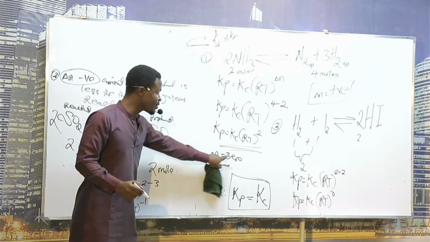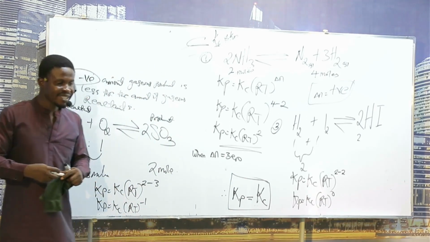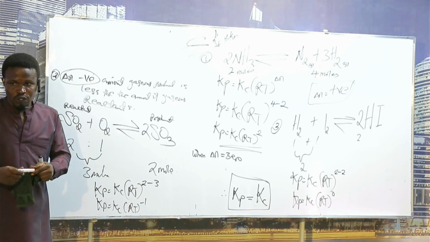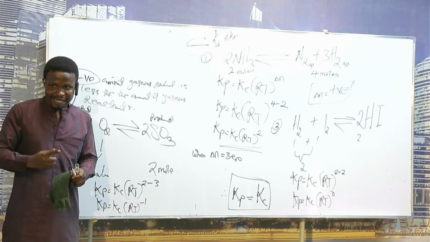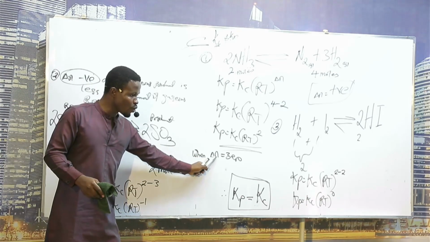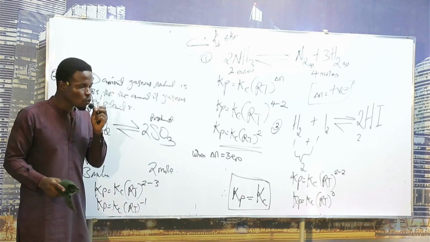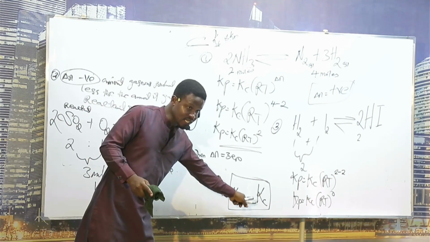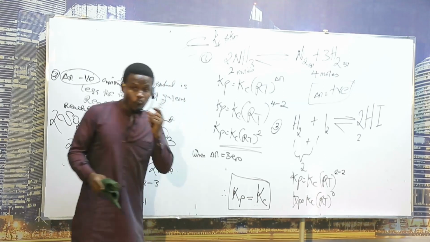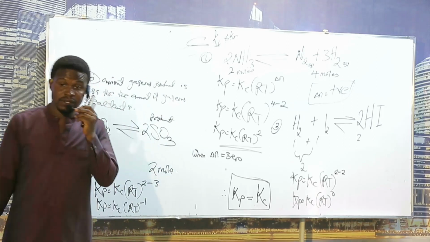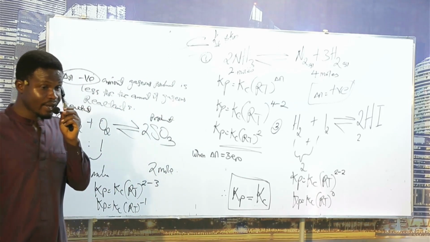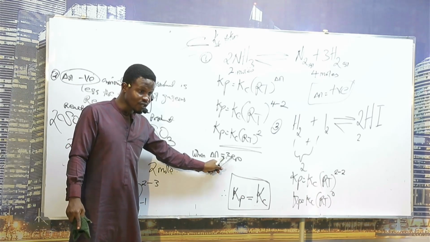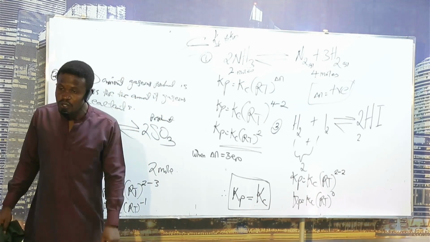So when change in n is equal to 0, when the number of gaseous products is equal to the number of gaseous reactants, change in n will be 0, and at that point Kp will be equal to Kc. When will Kp be equal to Kc? That is how they will ask you that question next year. When change in n is equal to 0.